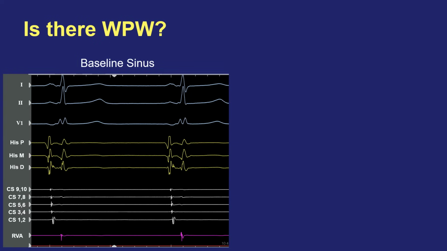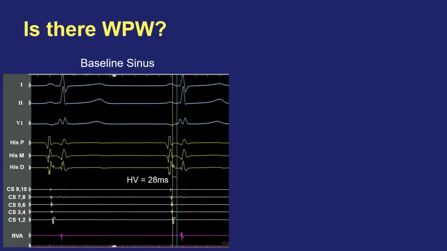In contrast to the case I just showed, where there was a dramatically short HV interval, in fact, it was even negative, there are cases that are borderline, and you have to ask yourself in these cases whether or not I'm seeing evidence of an accessory pathway conducting in the forward direction.